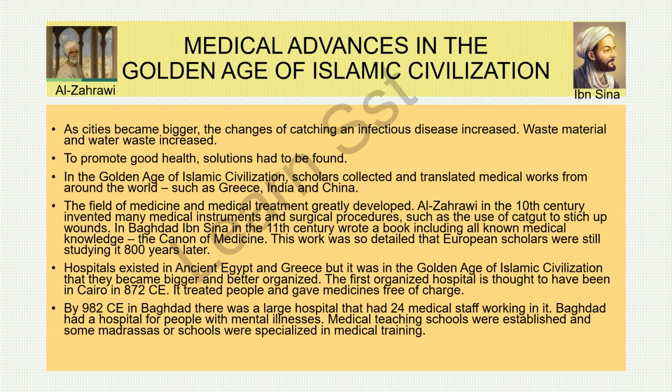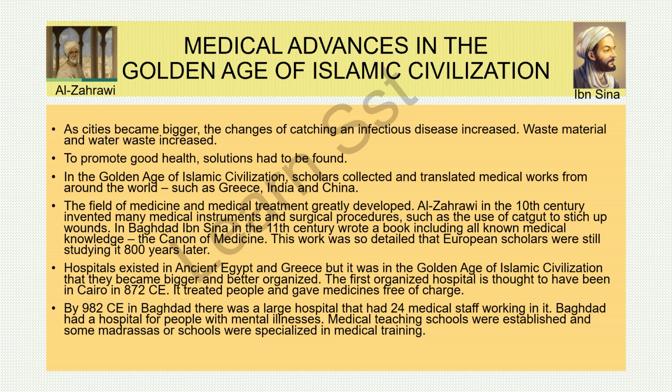Hospitals existed in ancient Egypt and Greece, but it was in the golden age of Islamic civilization that they became bigger and better organized. The first organized hospital is thought to have been in Cairo in 872 Christian era or Common Era CE. It treated people and gave medicines free of charge. That was the best thing. You have an organized hospital, first of all, that's a big blessing. And the topping on the cake was that it gave free medicine to the people, and the treatment was given free.